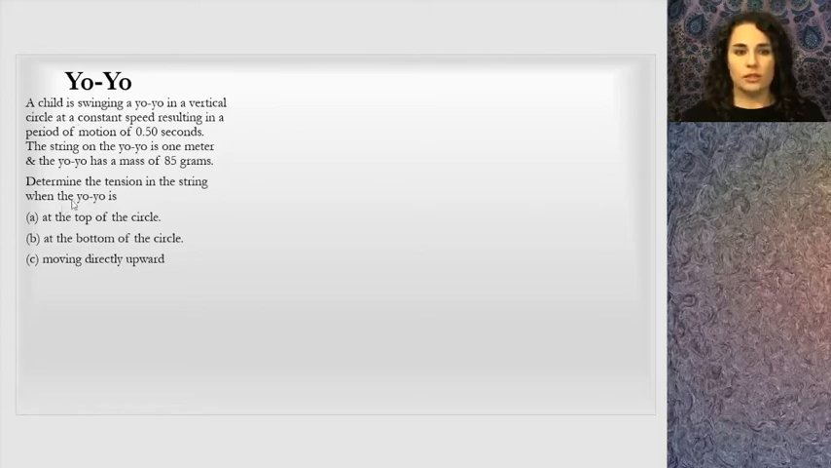Determine the tension in the string when the yo-yo is at the top of the circle, the bottom of the circle, and moving directly upward. So like at the side of the circle. They give us some information here about the swinging yo-yo. It is at a constant speed, resulting in a period of motion. So we have a period of motion, and I can write that down. We can relate it to omega pretty easily.